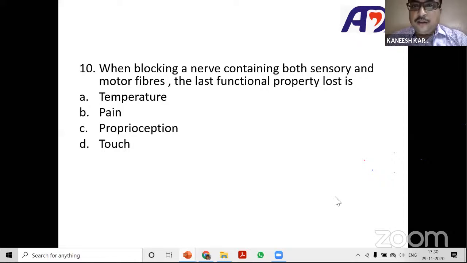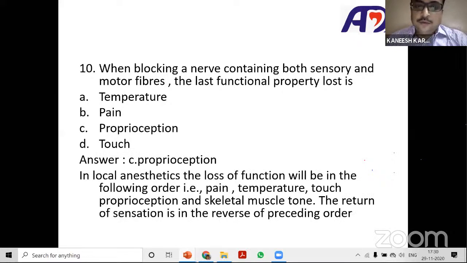So when blocking a nerve containing both sensory and motor fibers, the functional property lost is... yeah, correct, proprioception. Okay. So the loss of function will be in this order: pain, temperature, touch, proprioception, and skeletal muscle tone. The return of the sensation is in the reverse order. Okay.